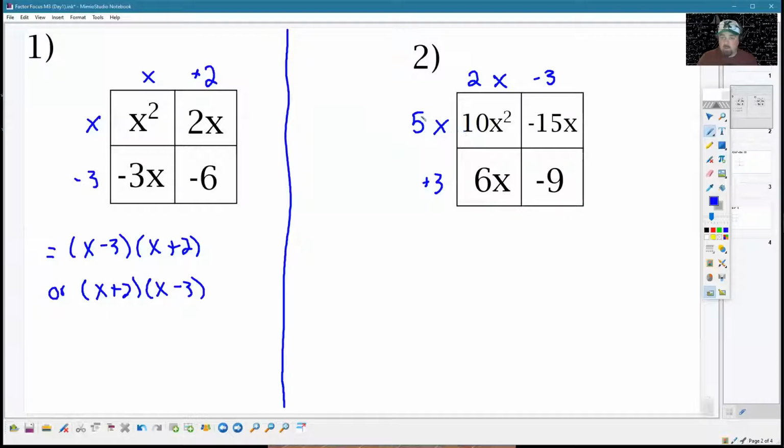And then we're going to double check ourselves. 5 times 2 is the 10. There's the x squared. 5 times the -3 is -15, and it gets 1x. 2x times 3, there's our 6 and an x, and that worked perfect. So this is going to be 2x minus 3, 5x plus 3. Or you could reverse those two things inside the parentheses. It didn't matter.